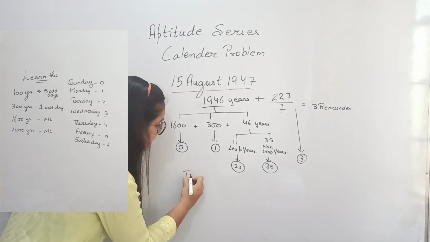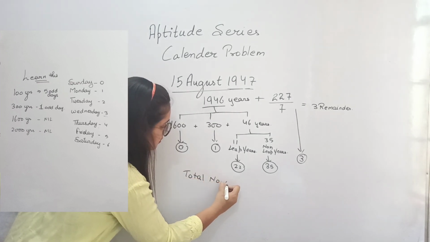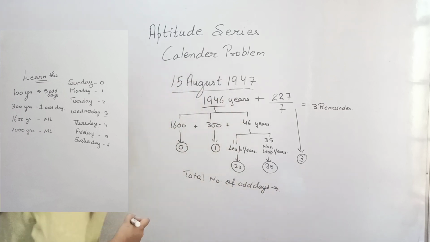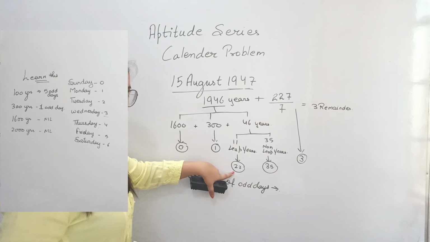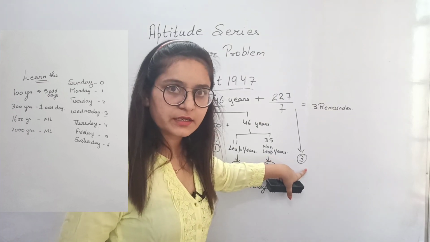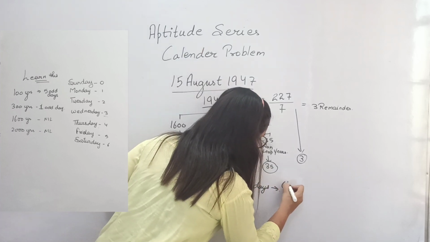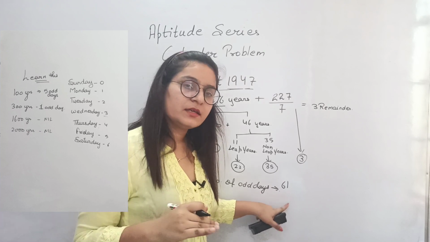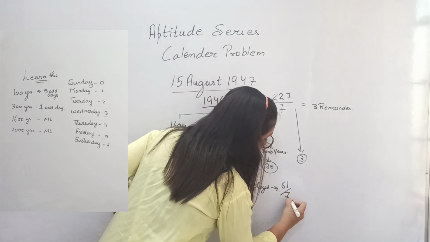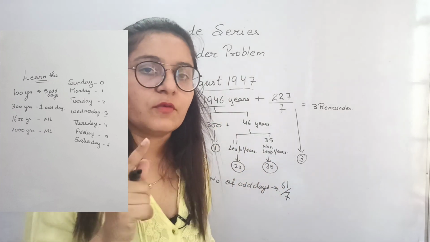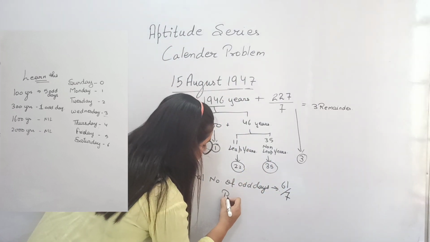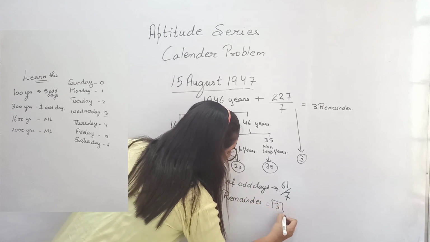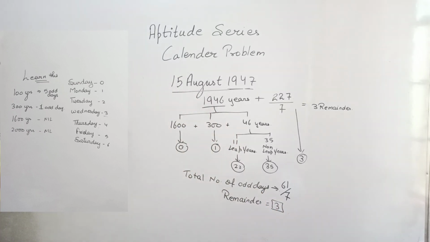So total number of odd days: 1 and 22, 23, then 35 and 3, it is 61. So again I will convert these 61 into weeks and divide it by 7. When I divide it by 7, I only want the remainder. And the remainder is 3, and 3 means Wednesday.